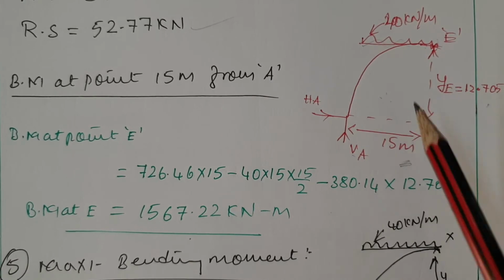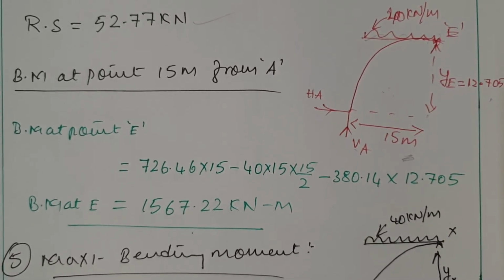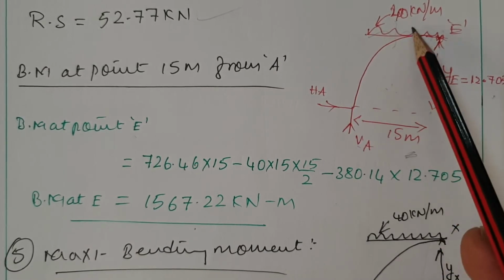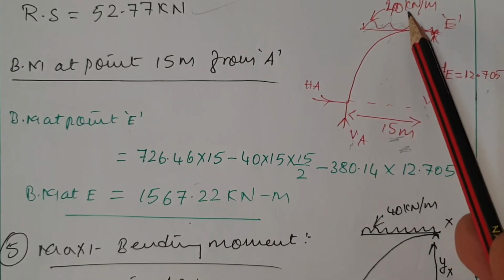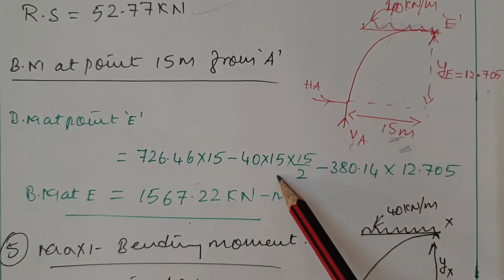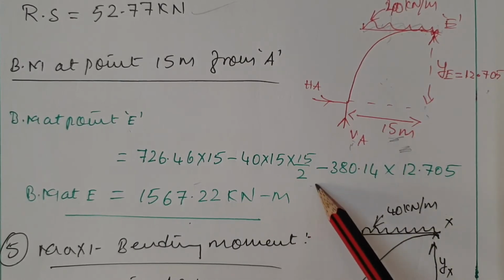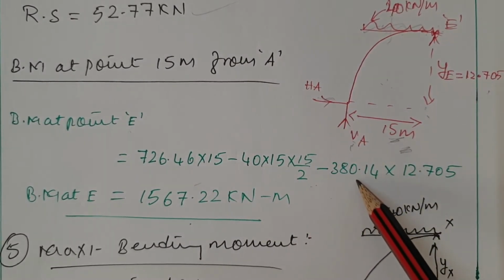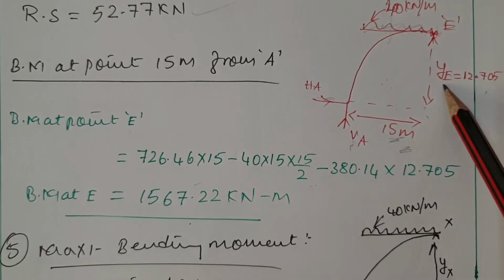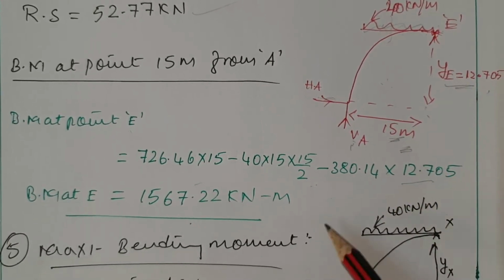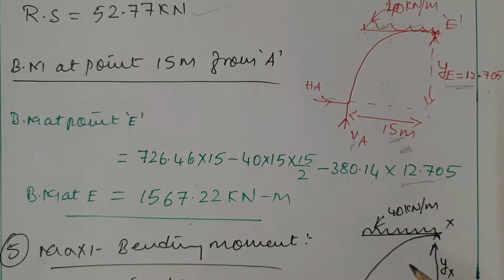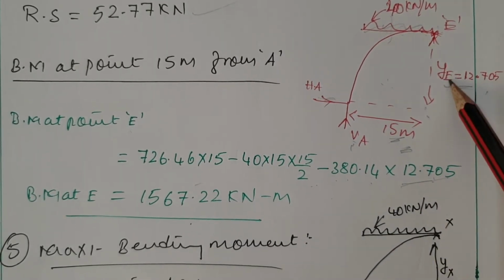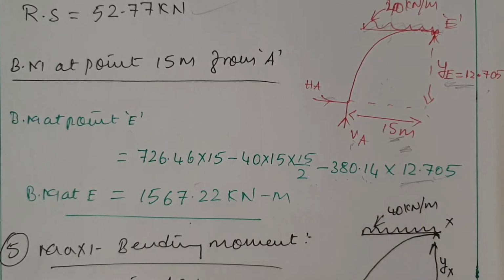This is the previous figure that I considered to explain the problem. Bending moment at E: this is the force moving upwards, and the perpendicular distance is 15, and the UDL acting downwards gives negative bending moment, minus 40 into 15, with the perpendicular distance 15 by 2. And we know the horizontal force 380.14 multiplied by the YE value, 12.705. That is the vertical distance YE, the perpendicular distance for this horizontal force. Then you will get the bending moment at point E.